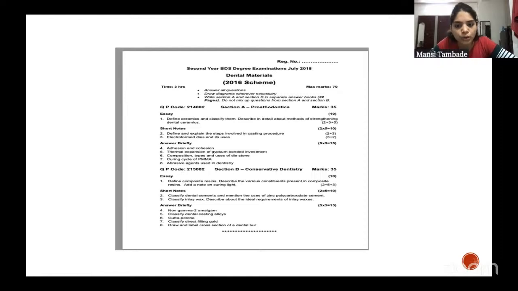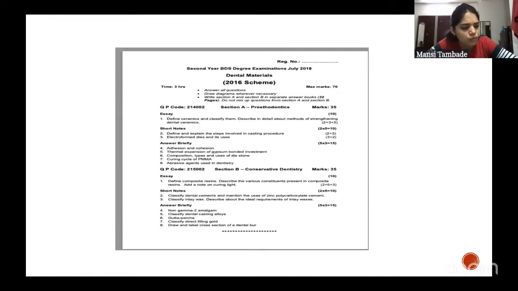Then short notes, 2 into 5: classify dental cements and mention the uses of zinc polycarboxylate cement, classify inlay wax, describe the ideal requirements of inlay wax. See, inlay wax is a common question for both prosthodontics and conservative. So you should know inlay wax very well, because, as I have told you, it is also used in the casting procedure; this is one of the waxes used. So it is very, very important, and make sure you are learning this, because it can be any of the questions. It can be in short notes, it can be in answer briefly. So make sure you are learning it very well.